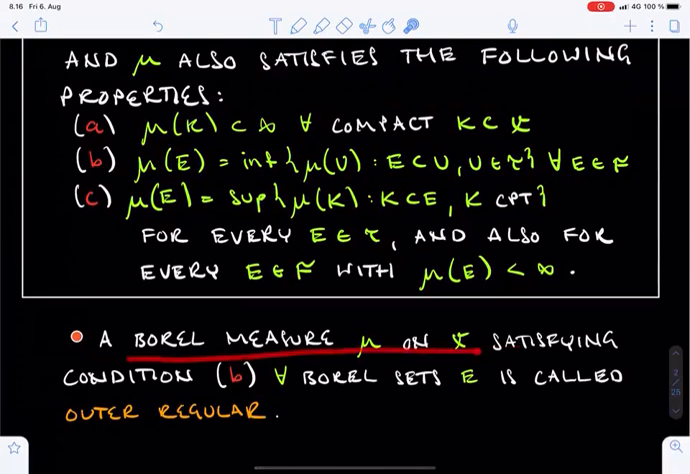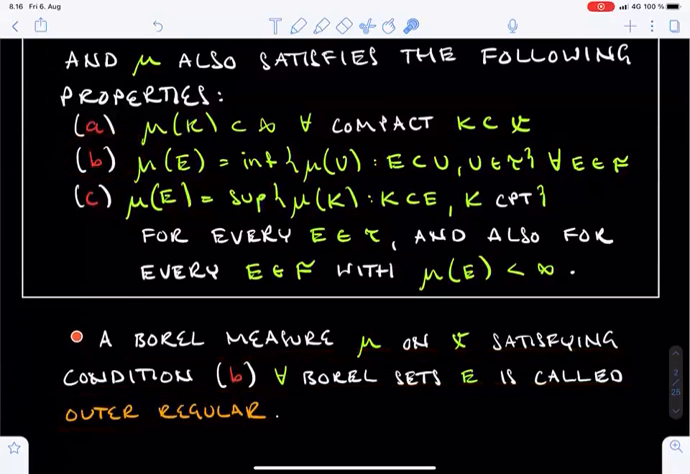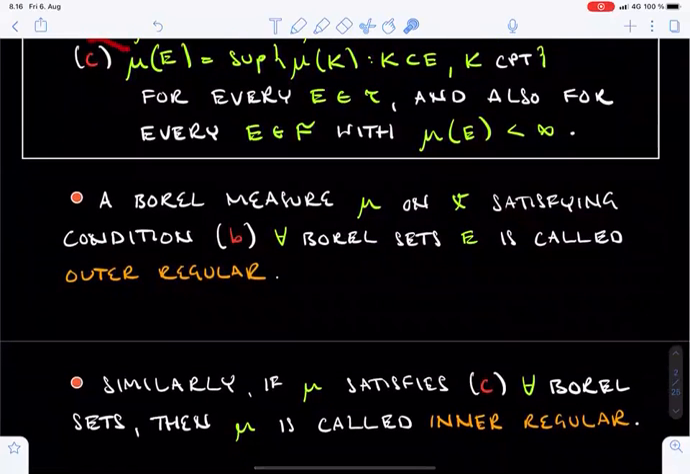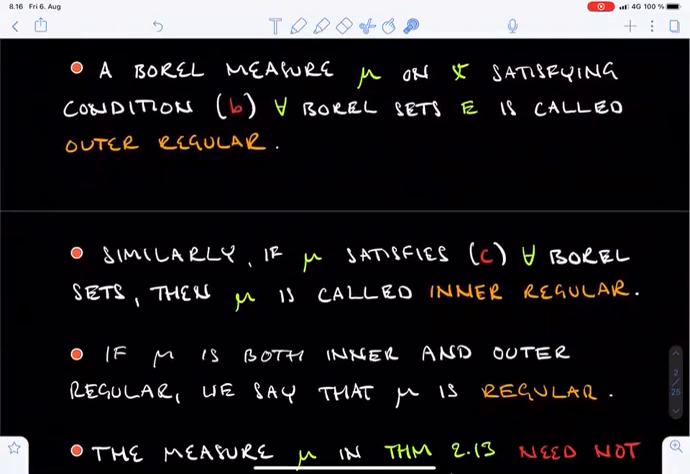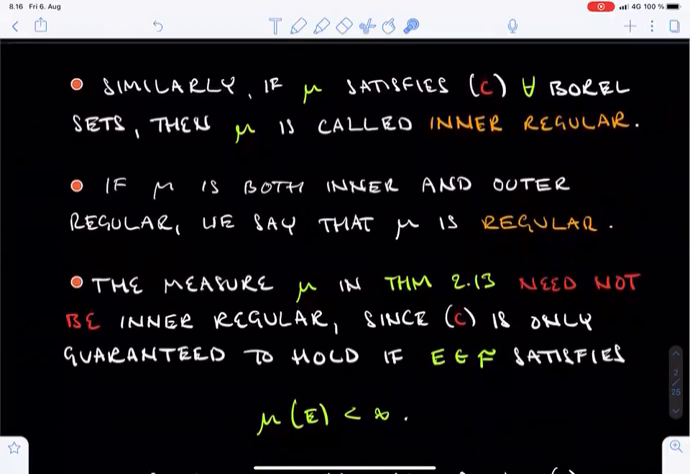We mentioned that a Borel measure satisfying the exterior approximation property B for all Borel sets is called an outer regular measure. Similarly, a Borel measure satisfying the interior approximation property C for all Borel sets is called an inner regular measure. A measure which is both outer and inner regular is of course called regular.